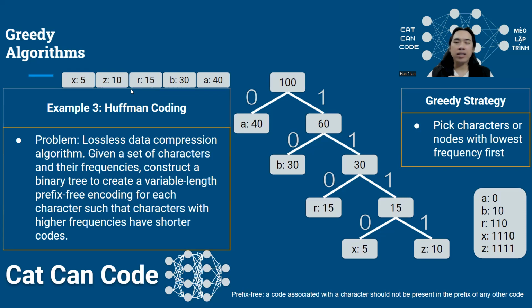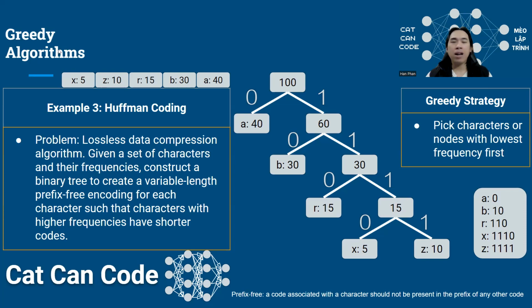So the greedy strategy here is I try to pick the characters or the node with the lowest frequency first when I construct the binary tree for generating the Huffman code. And the smallest characters are 5 and 10, we have 15 over here. All right, so 15 is the total frequency of X5 and Z10. And this is a node, okay?